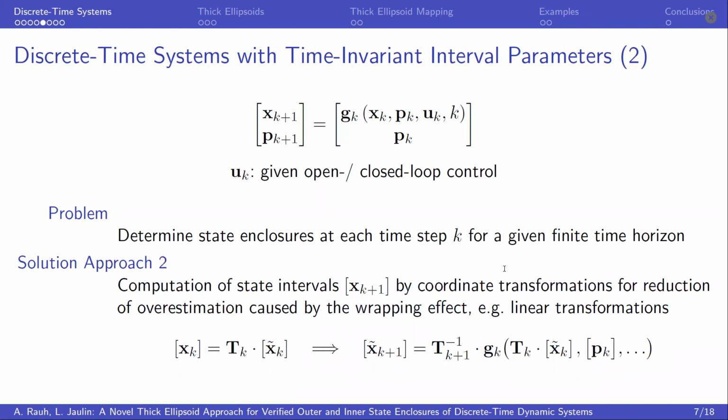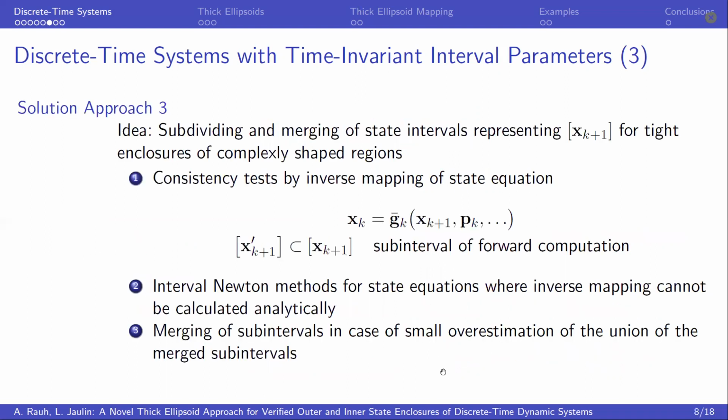This wrapping effect can, at least to some extent, be reduced by performing a change of coordinates. This change of coordinates, for example a linear coordinate transformation T_k, usually reduces the pessimism if the corresponding system dynamics are mostly linear or close to a linear system model, and we can reduce, for example, the pessimism due to rotations of an interval box by a suitable change of coordinates. However, for strongly nonlinear system models, this is not enough.